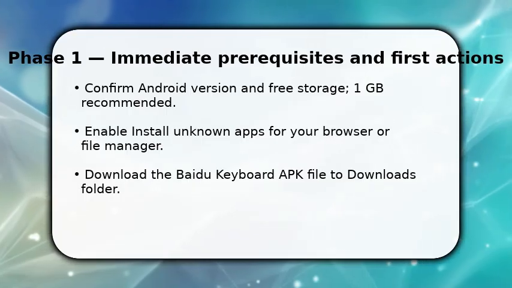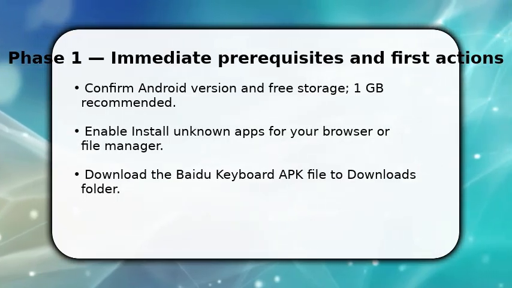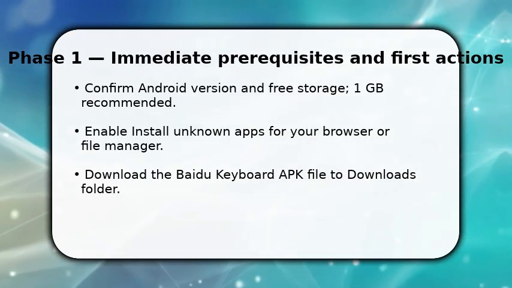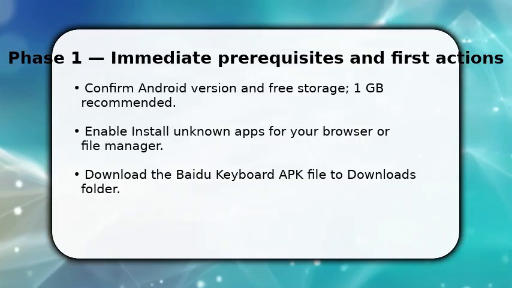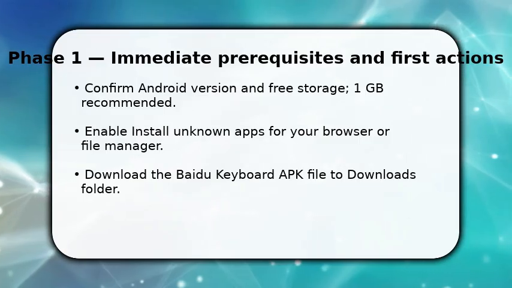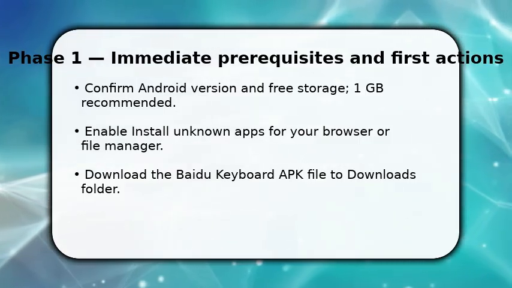You start by preparing the device and grabbing the APK. First, check Android and free storage. You need space to install. Once done, enable Install Unknown Apps for the browser or file manager you use. This lets third-party APKs run. Then download the Baidu Keyboard APK into your Downloads folder.